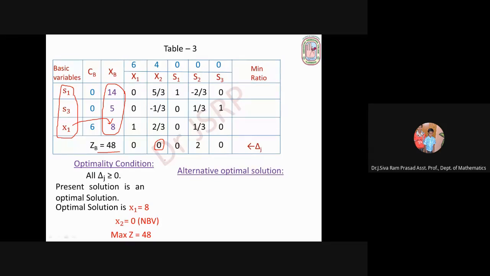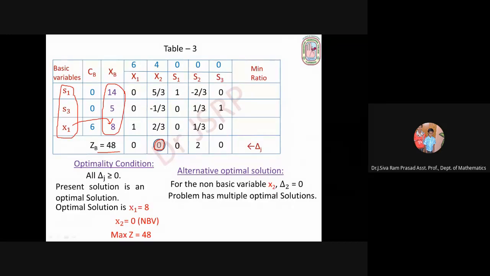Okay. Right. So, alternative optimal solution. For a non-basic variable x2, delta j is 0. So for the non-basic variable x2, delta 2 equal 0. So the problem has multiple optimal solutions.